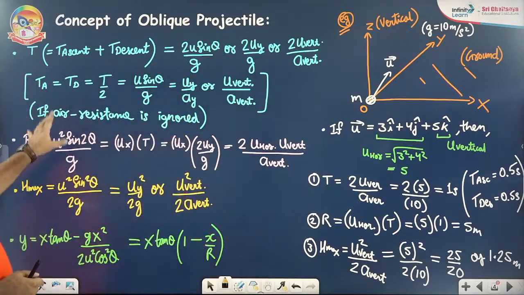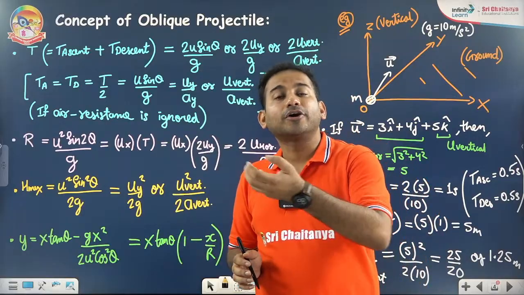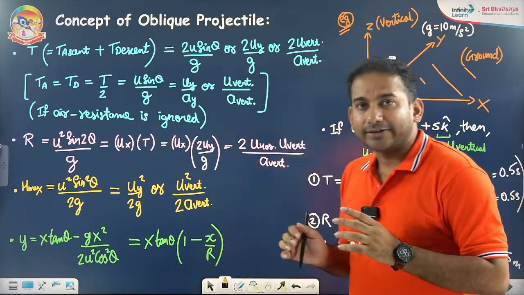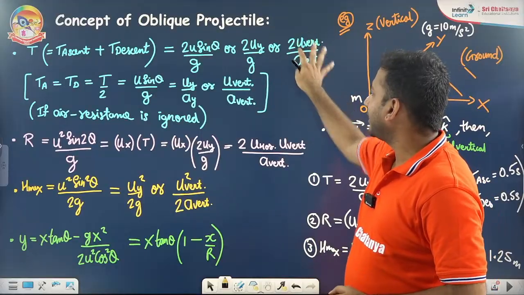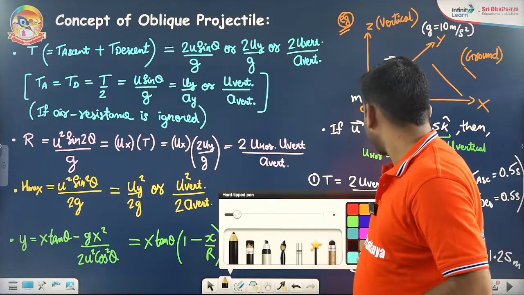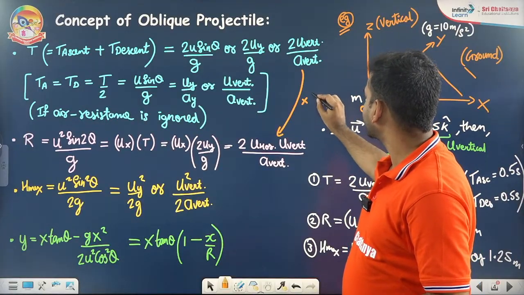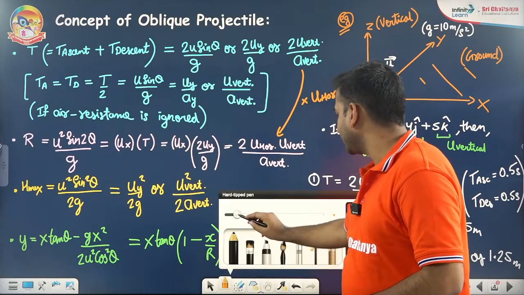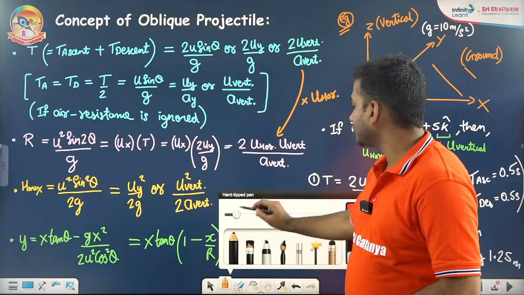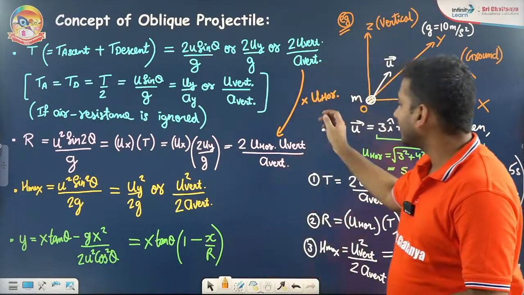Okay. Range will be equal to time of flight into horizontal component of velocity. So time of flight is already 2u vertical by a vertical. Multiply this with u horizontal, and you will be getting the range only. When you multiply the time of flight with the horizontal velocity, you get the range.